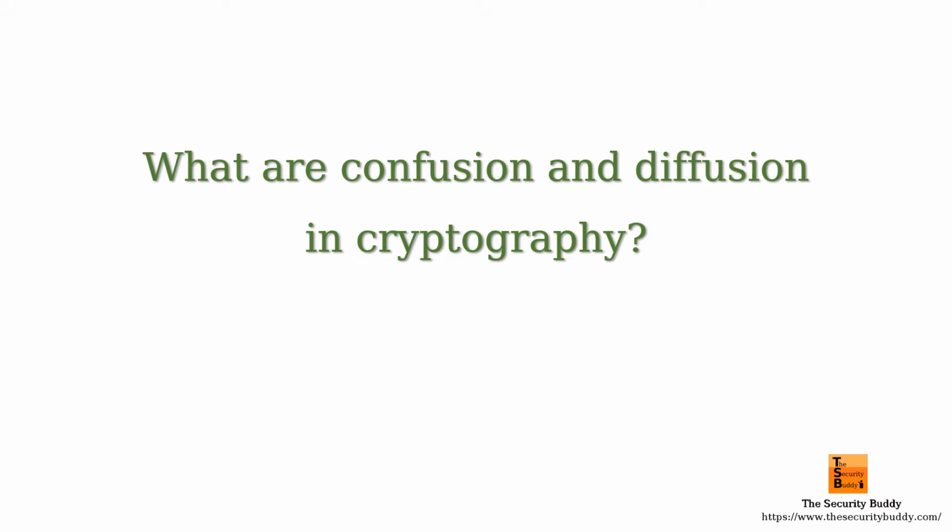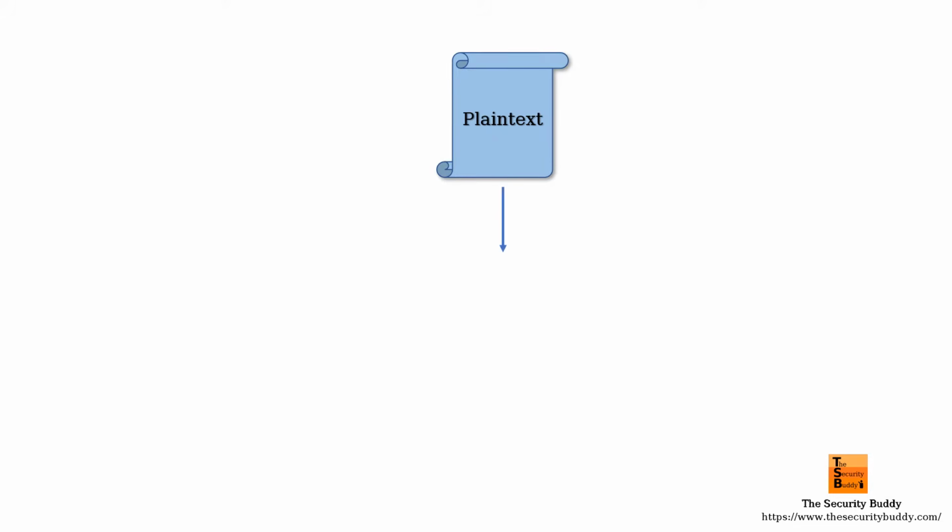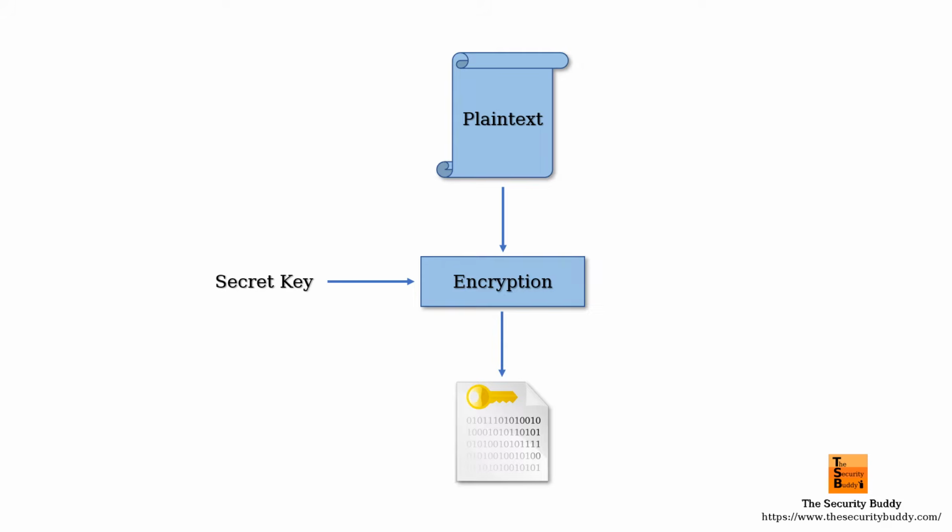What are confusion and diffusion in cryptography? In this video, we will try to understand that. If we want a cipher to operate securely, then it should follow two properties, confusion and diffusion. Let's say we are encrypting a plaintext message with the help of a secret key and generating the cipher text.